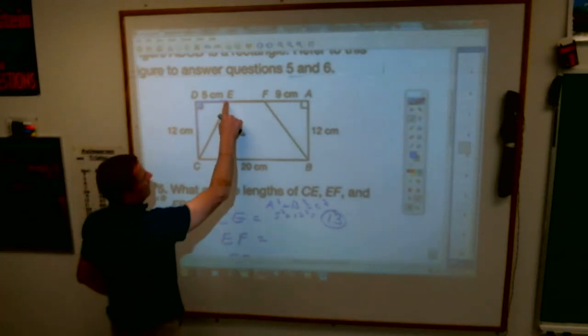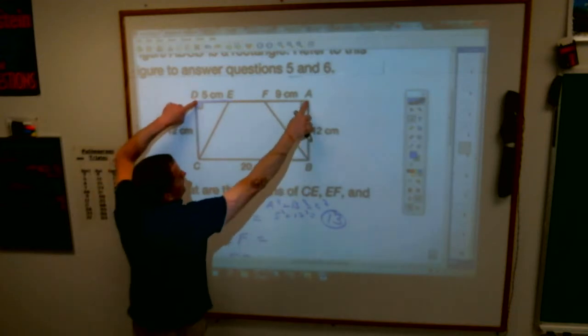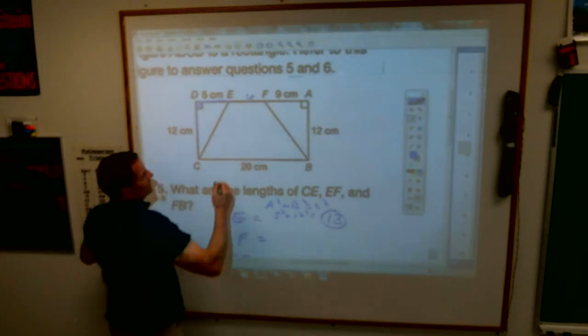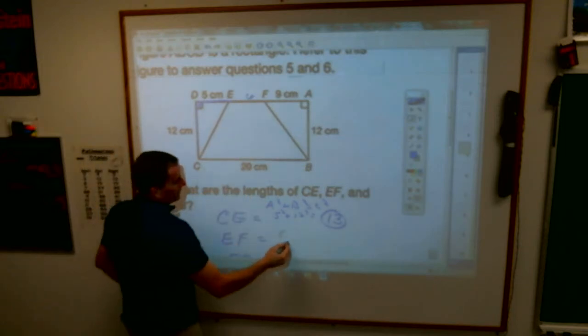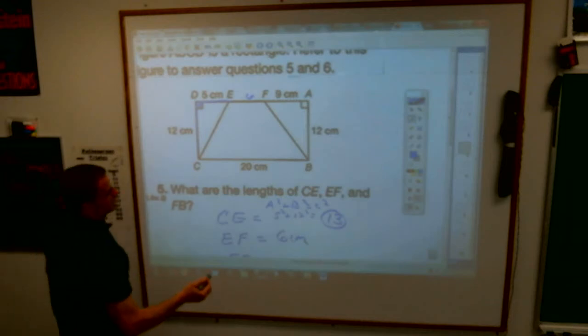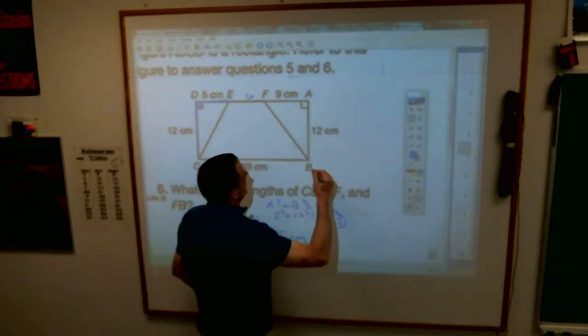EF, well, the whole thing is 20, so you take away the 9 and the 5, that only leaves you 6 left over. EF has to be 6 centimeters. And then, what was the last one? FB?